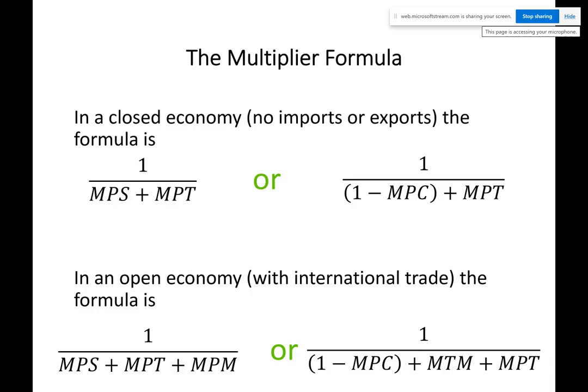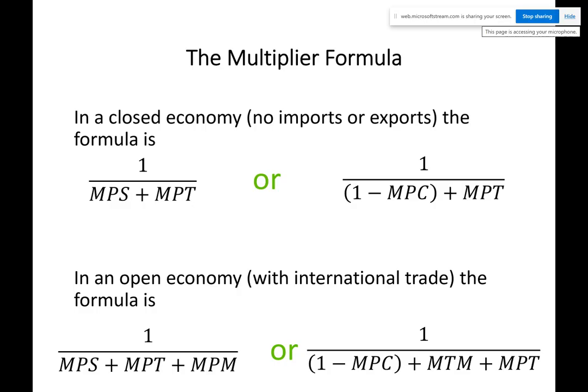These are the two formulas, and if you look at them, they are the exact same. The top one says 1 over MPS plus MPT, or 1 over 1 minus MPC plus MPT. MPS is marginal propensity to save and MPC is marginal propensity to consume, so if you have one, you have the other. You can use either, because we know that MPS is equal to 1 minus MPC. Check the last video, or have your book open in front of you while you do this. So both of those formulas are the same.